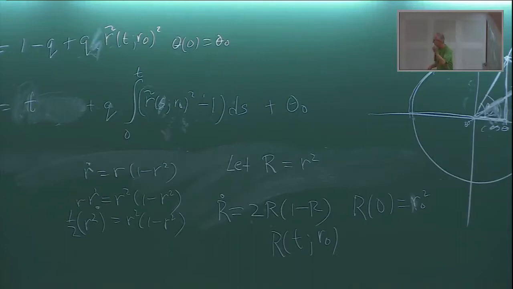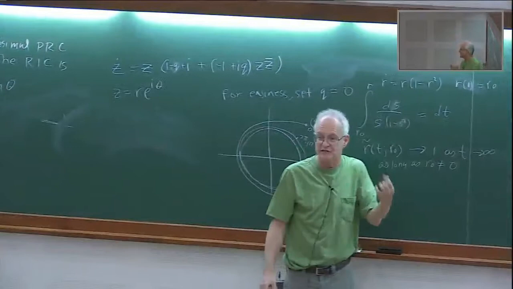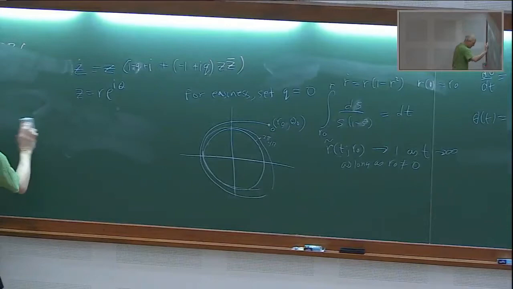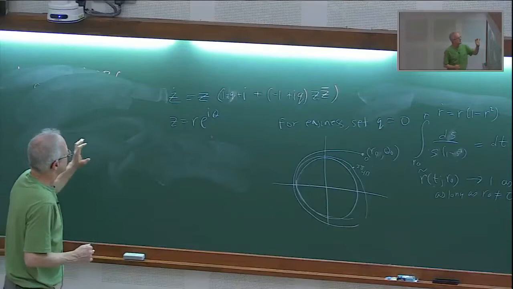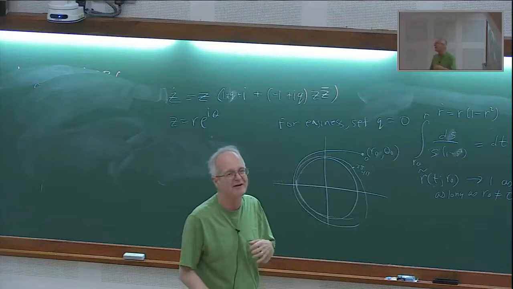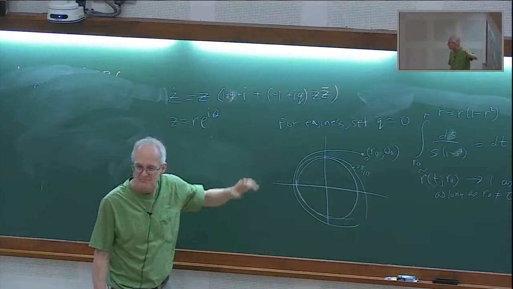So that's all I want to say about that. This is the only example I know of where you can explicitly write down the general phase resetting curve, for general perturbations. For the infinitesimal one, there's a family of equations like this that will work. But anyway, let me move on.